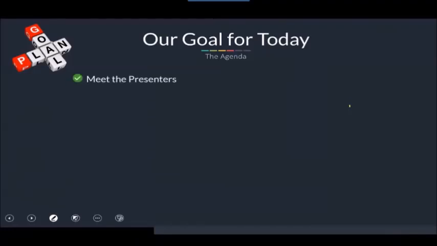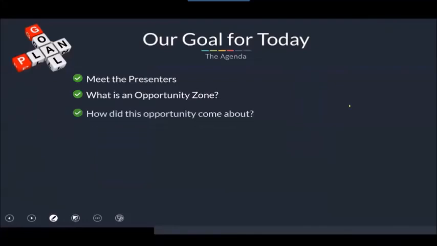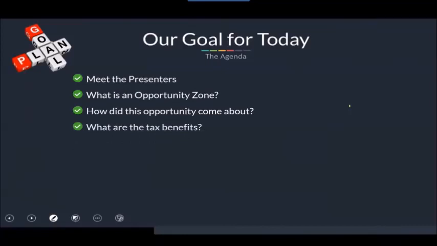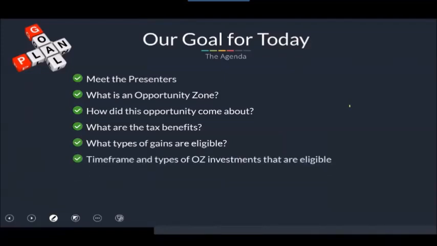So we'll start off today by doing a quick introduction about me, and then we're going to talk about what an opportunity zone actually is and how we got started with opportunity zones. We're going to discuss all the different tax benefits of opportunity zones, and then we're going to talk about the types of gains that are eligible for an opportunity zone investment. We'll talk about the time frame and the type of OZ investments that are eligible. And we'll do a comparison of an opportunity zone investment versus a non-opportunity zone investment. We'll figure out what the dollar difference is when you invest in an OZ project versus investing in a regular project.